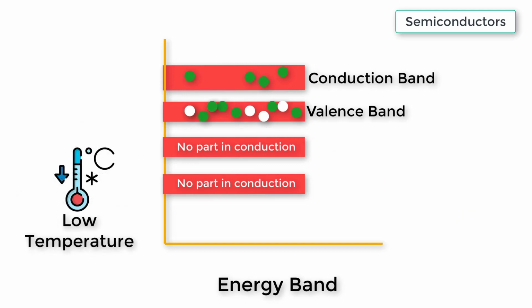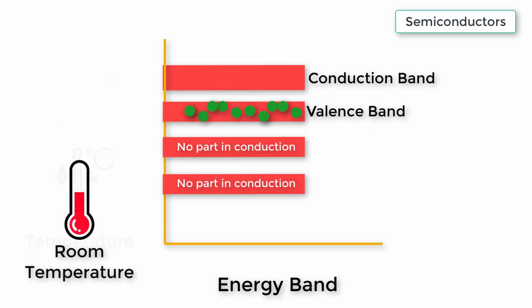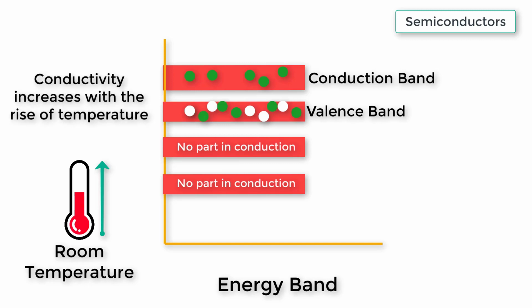At low temperature, the valence band is completely full and the conduction band is completely empty. Therefore, a semiconductor virtually behaves as an insulator at low temperatures. However, even at room temperature, some electrons cross over to the conduction band, imparting little conductivity to the semiconductor. As the temperature increases, more valence electrons cross over to the conduction band and the conductivity increases. This shows that the electrical conductivity of a semiconductor increases with the rise of temperature.